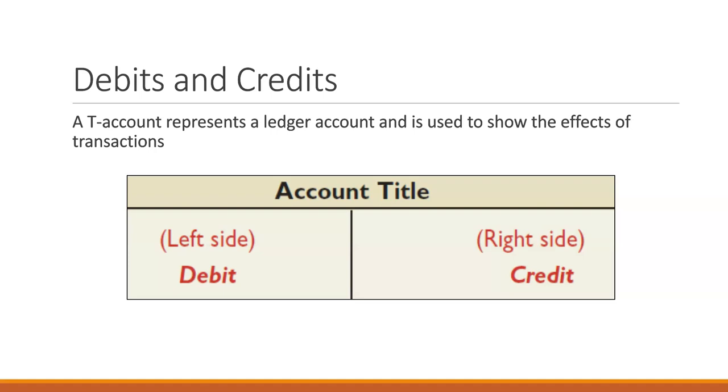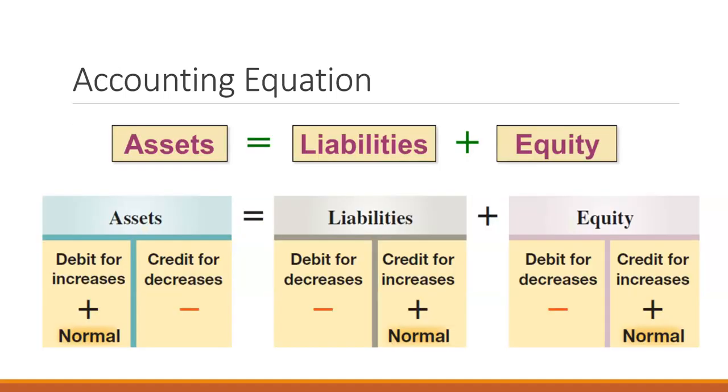On the left side of the account, we have the debit side, and on the right side of the account, we have the credit side. So what do debit and credit mean? Well, let's talk about that. In some accounts, they increase on the debit side, and other accounts increase on the credit side.